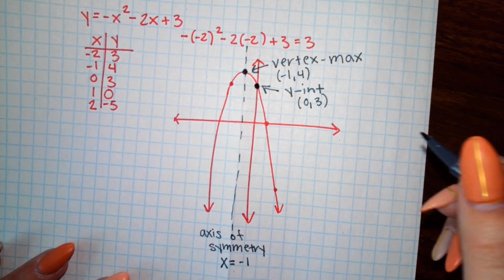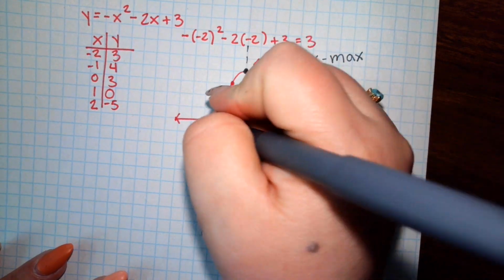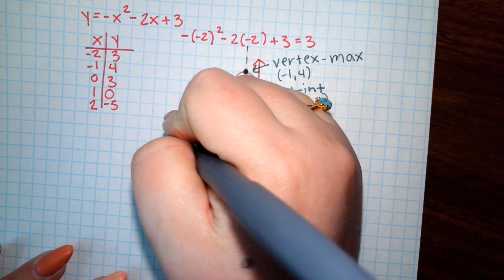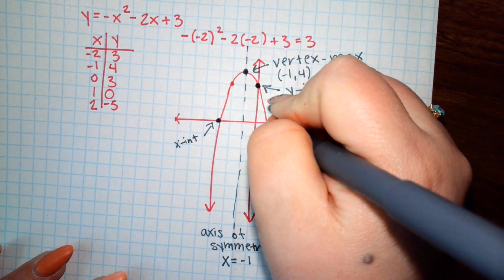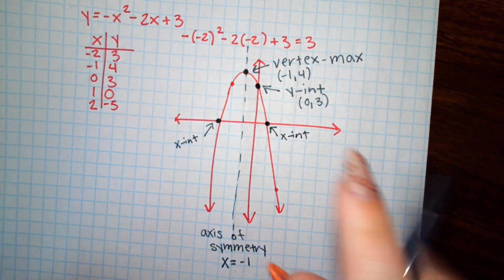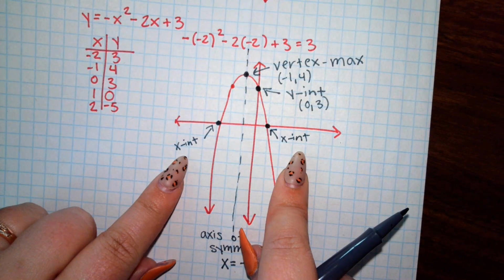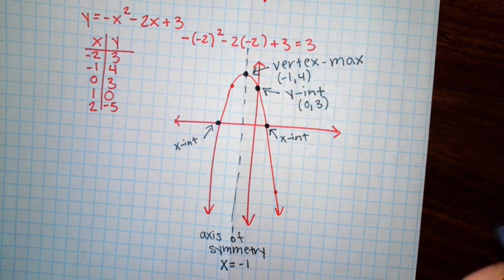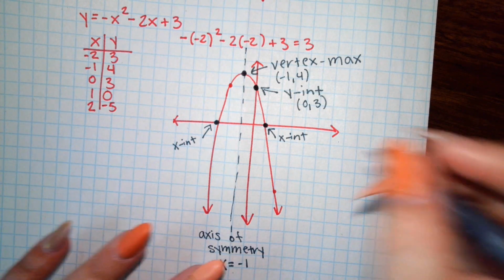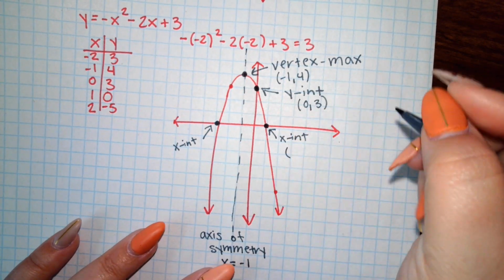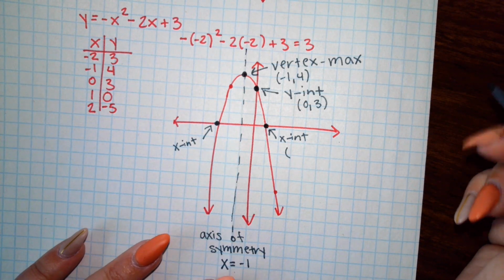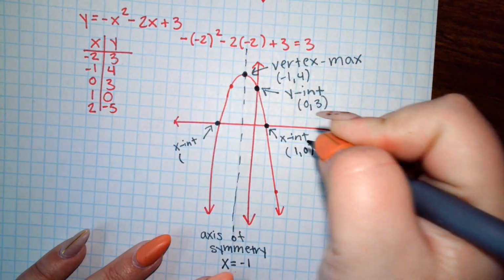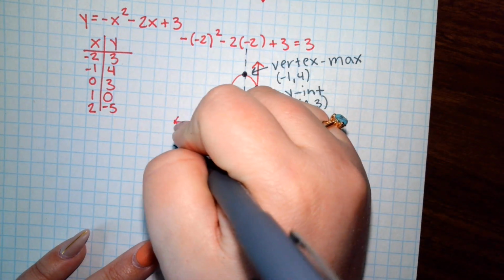The other important value we have are the x-intercepts. So here and here. And those are when y equals 0. And so your graph crosses the x-axis. We're going to talk more about how to find those in the next lesson. But for now, we just need to know what they are. So in this example, they would be 1, 0, and -3, 0.